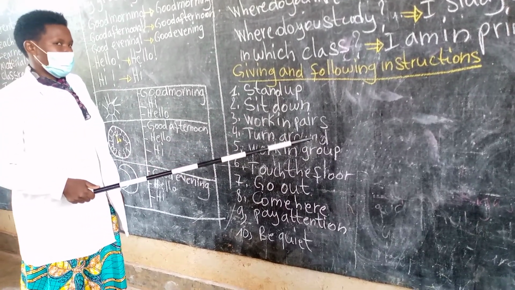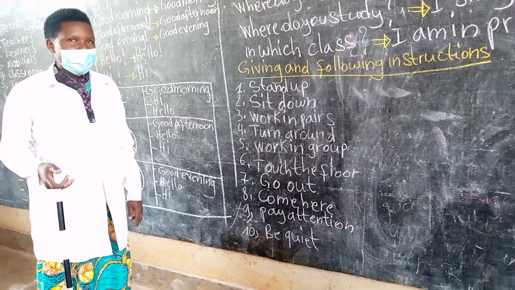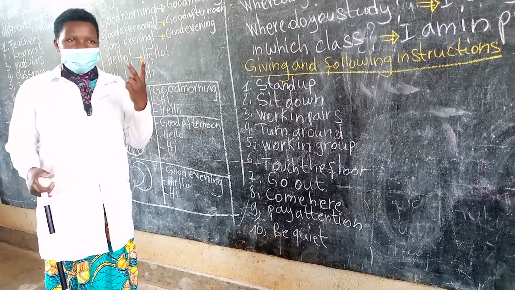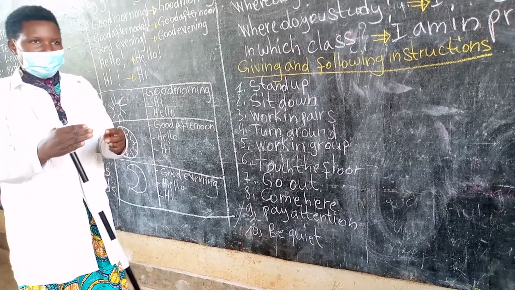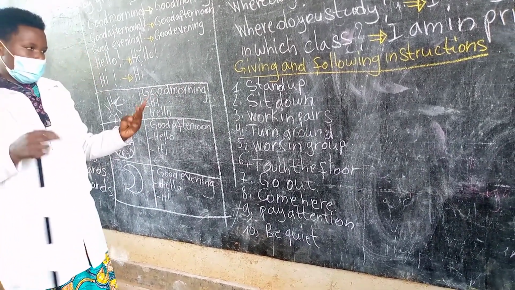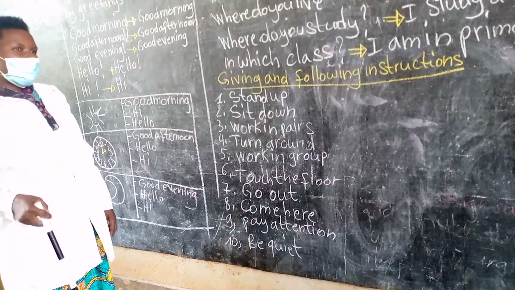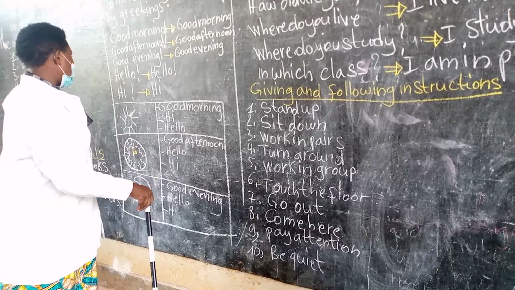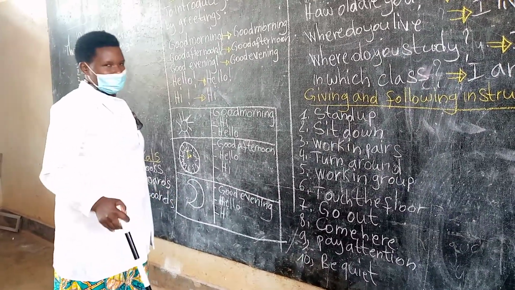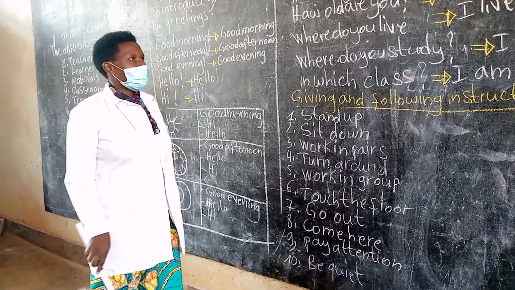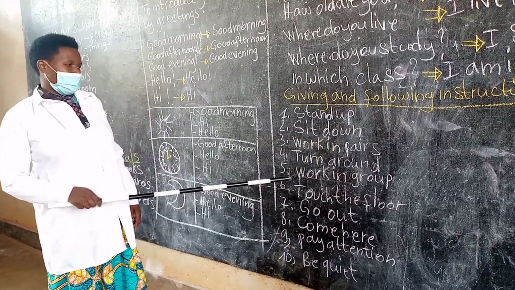Work in pair. When you say work in pair, show the sign of 2 and show them they have to be together before 2. Turn around. When you say turn around, when you do the instruction, the learner remembers what to do.